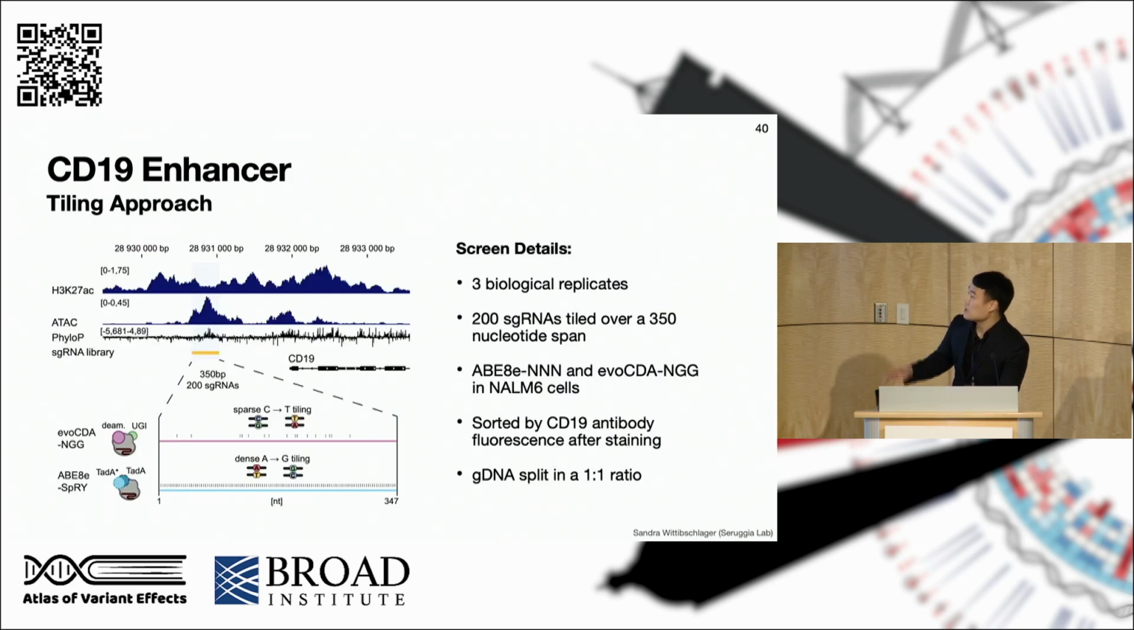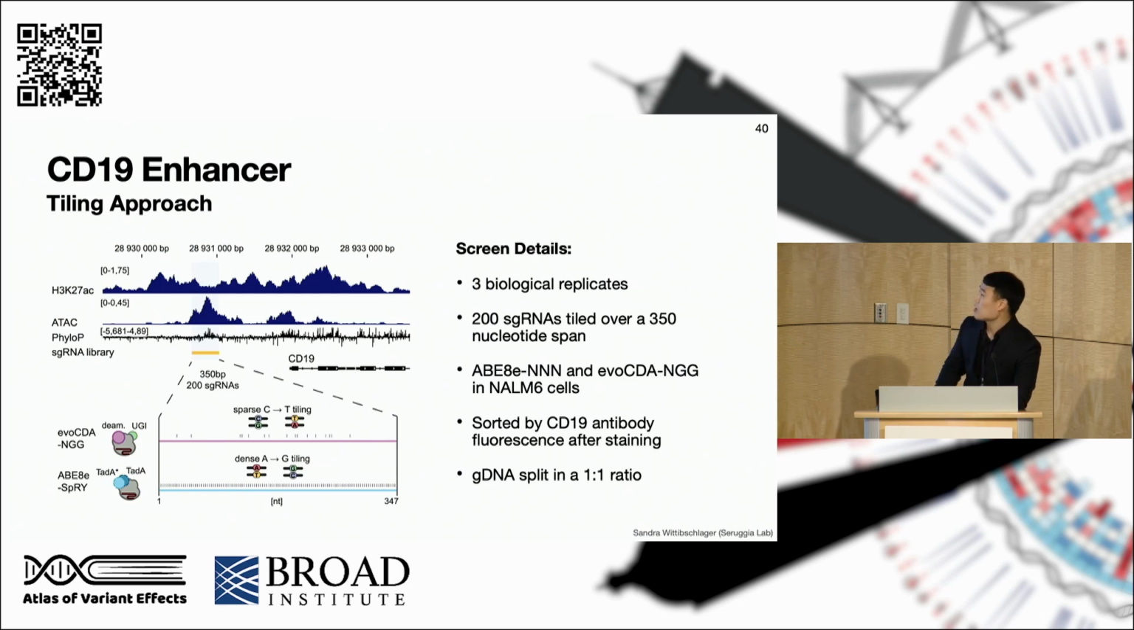Now that we've identified this regulatory element, I'll begin to describe our tiling approach. We employed two different types of editors, a PAM-restricted EvoCDA editor, and because it's PAM-restricted, of course, we can only obtain sparse C to T tiling over our region of interest. But we also employ this ABE editor with the specially engineered Spry-Cas9 that I described that's not PAM-restricted, which allows us to achieve dense A to G tiling over our region of interest. We use 3 biological replicates, 200 single-guide RNAs tiled over a 315 nucleotide span. We sort by CD19 antibody fluorescence and split the genomic DNA half and half to be used in our 2 separate approaches.